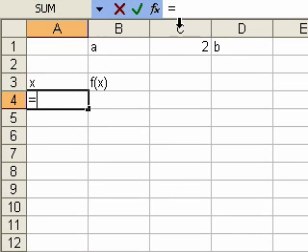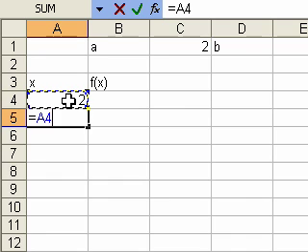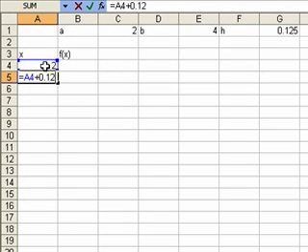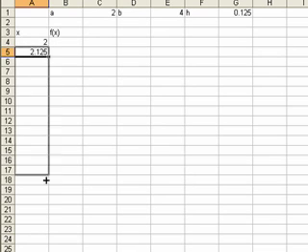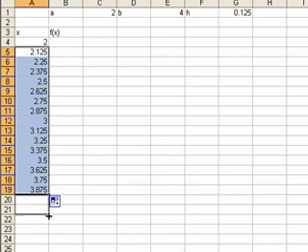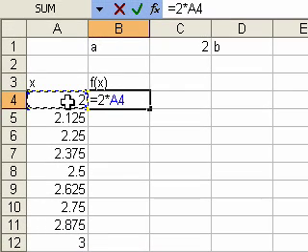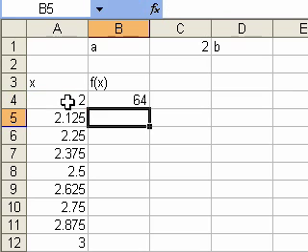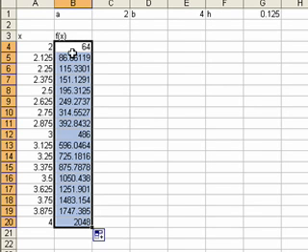My first x value is going to be 2. My subsequent x value is going to be 2 plus 0.125, which is just the h value we have up here. I'm going to take that cell and copy that down until I have the value 4. In this column I'm going to do 2 times this value here to the power of 5, and that gives me the value of the function at the point 2. And again I can just copy that down to get the value of the function at those particular points.